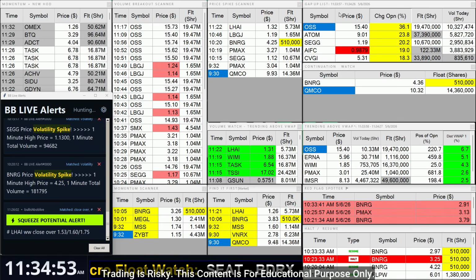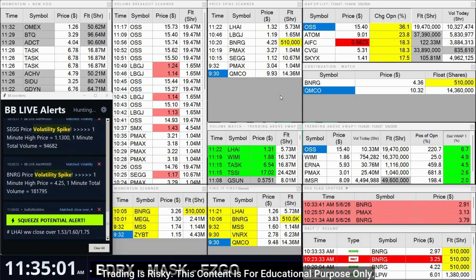This is generally what you'll see. What we're looking at is this gap list showing us the change from the open, in order of the stock that is gapping up the most, which is OSS. Now, just because a stock is gapping up and just because we see it on this list does not make it tradable, right? Just because we get some alerts here like BNRG, volatility spike, or even this one, a squeeze potential alert says LHAI is worth watching, close over at 153, 160, 175.